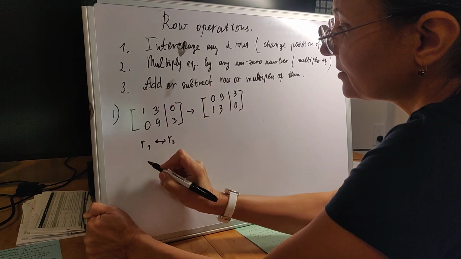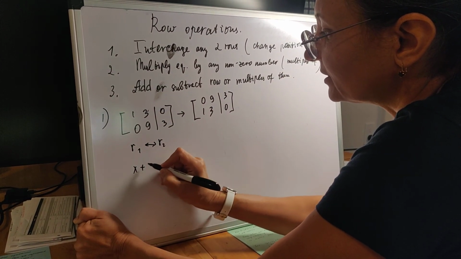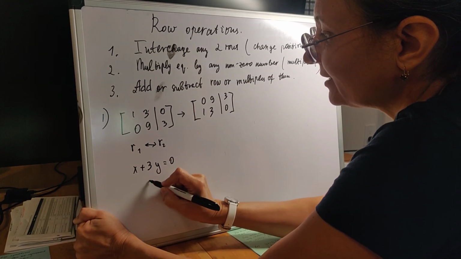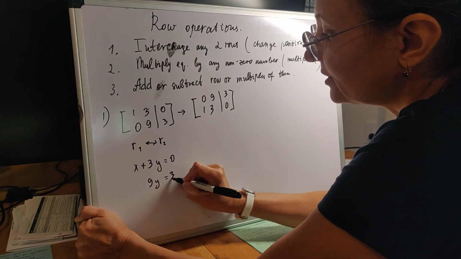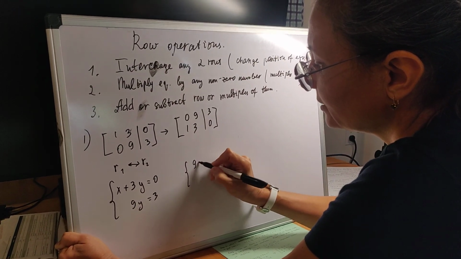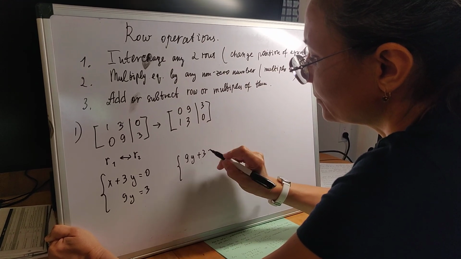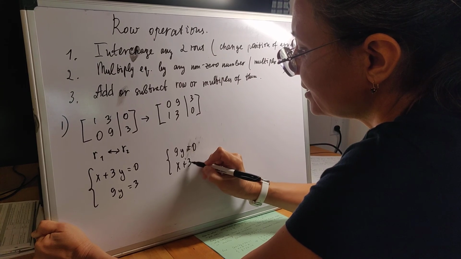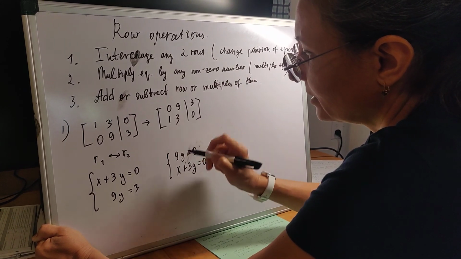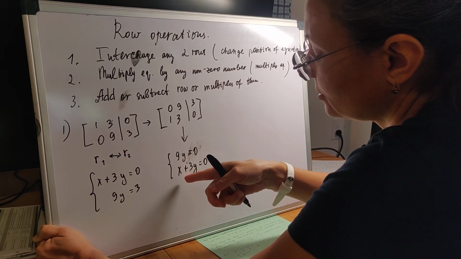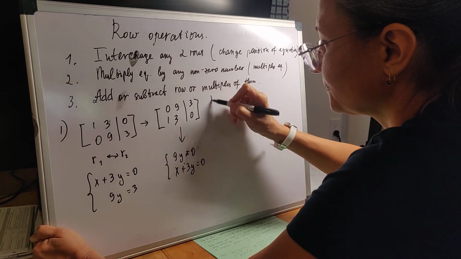If I was using a system of equations, it would look like this. x plus 3y equals 0, right? And 9y equals 3, the system of equations. What is this going to be? 9y equals 3, sorry, and x plus 3y equals 0. So with this operation, I basically changed the position of the equation in the system. It's not going to change anything.